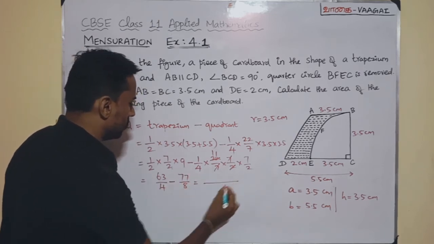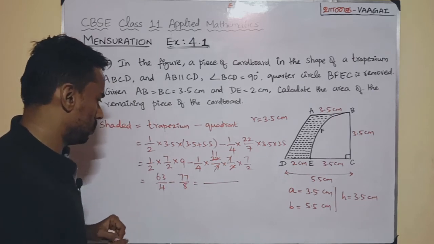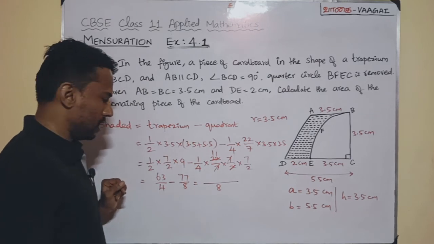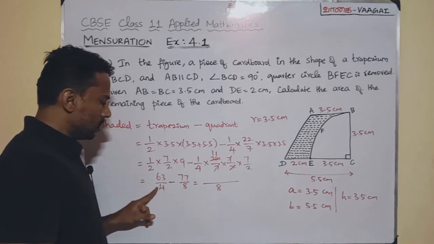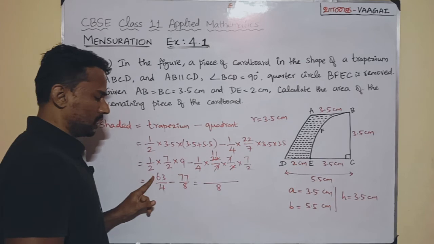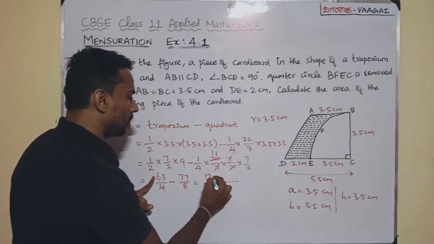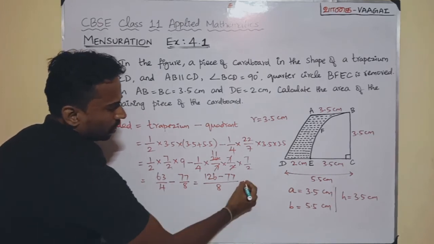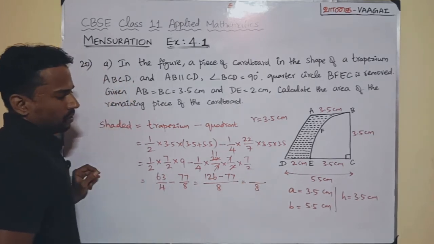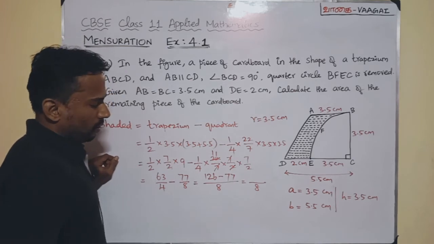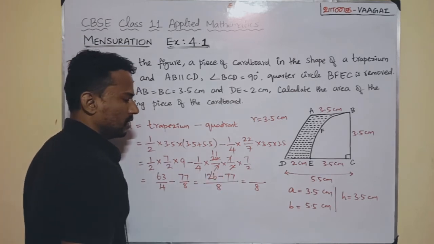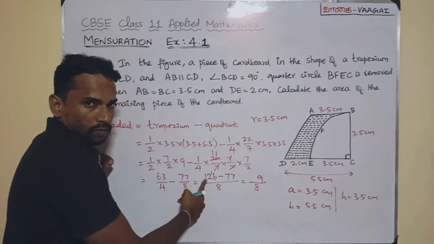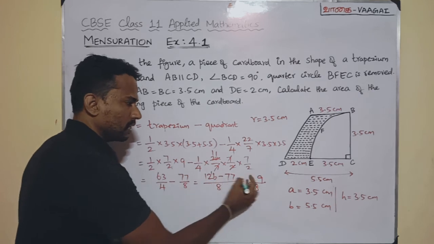Now I will take the LCM and do the simplification process. Here the denominators are 4 and 8, so the common denominator I will take to be 8. Here it is 63, right? So 4 2s are 8. So do the same here. 63 2s are 126 minus 77. So this will be nothing but 126 minus 77. Here 16 minus 7 will be 9, and this 12 is no more 12. This becomes 11. So 11 minus 7 will be 4.